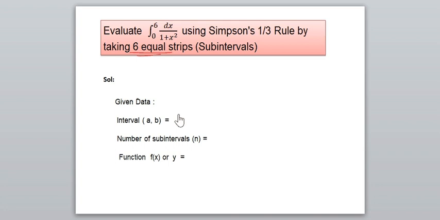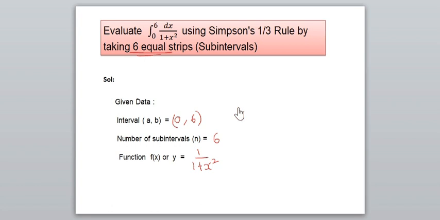First the interval AB is from 0 to 6. That means A value is 0 and B value is 6. The number of equal subintervals is given as 6, and the function f of x dx. So f of x is 1 by 1 plus x square.